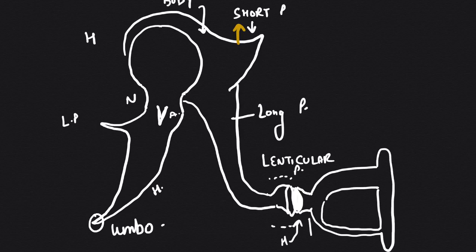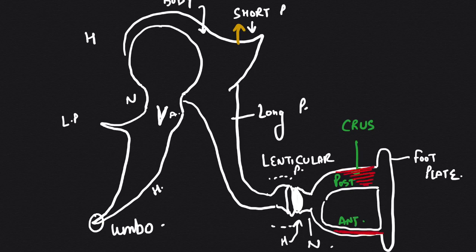So this is the head, this is the neck, this is the foot plate, and these are the two crura, or crus. This is the posterior one. As you can see, the posterior crus is a little thicker than the anterior crus, and the anterior crus can easily be fractured because it is thinner as compared to the posterior crus.